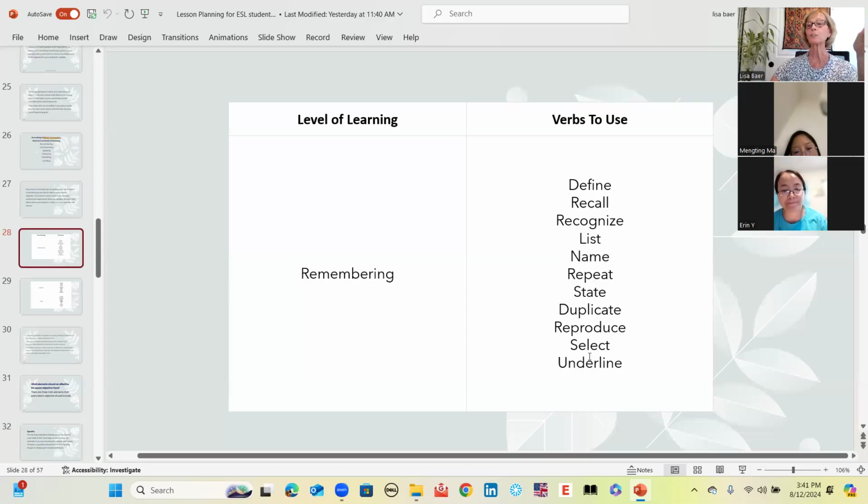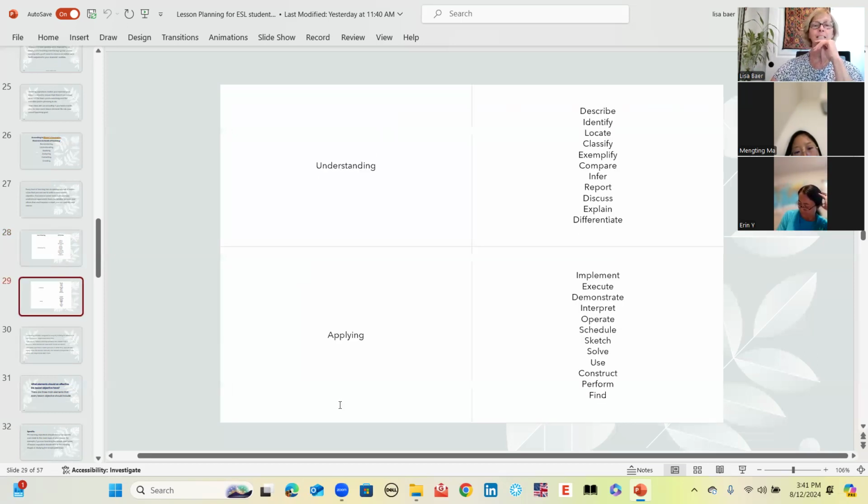These are things that you could use, and you don't have to use all of these verbs. Like that video said, maybe 3 objectives, right? Because you're not going to pile all this into one lesson. And then understanding and applying. Here are active verbs for that. Describe, identify, locate, discuss, differentiate, implement and interpret, sketch, solve, construct, perform, find, whatever.